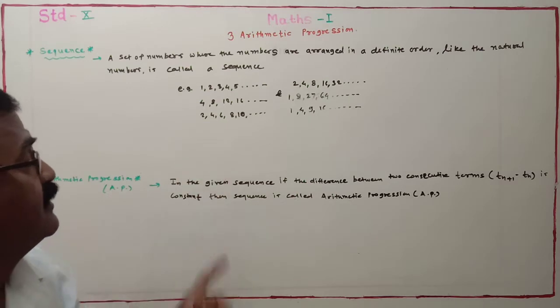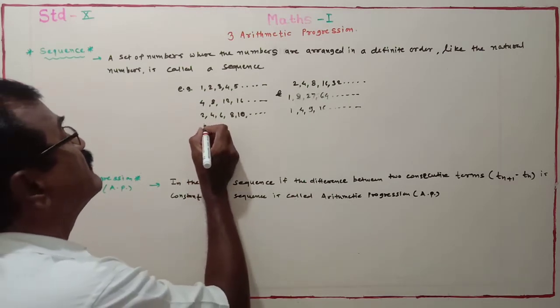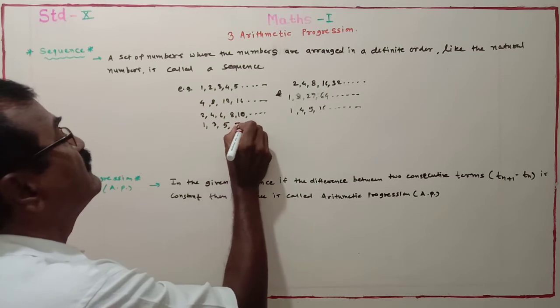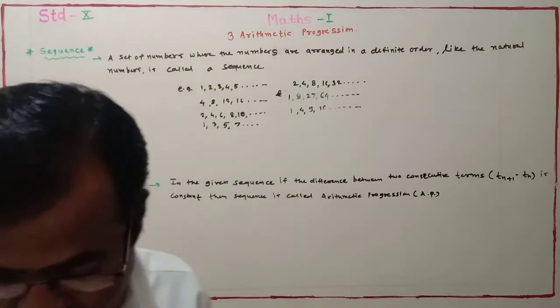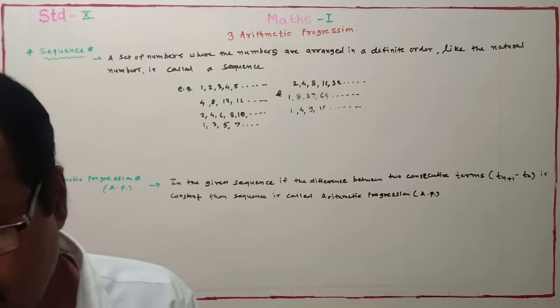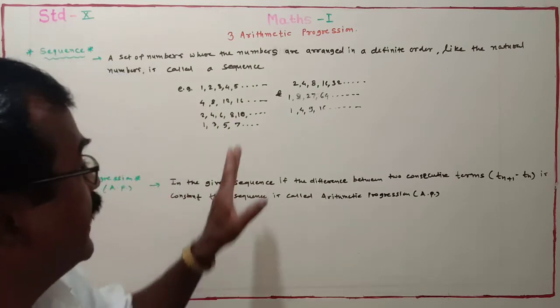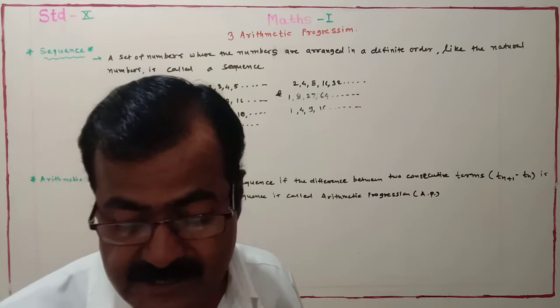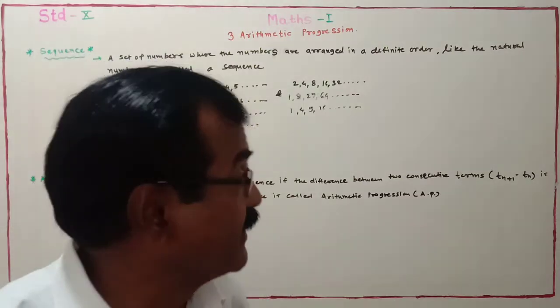For example, we can write 1, 3, 5, 7, etc. In this pattern we can tell about another number or the next numbers from the preceding numbers.